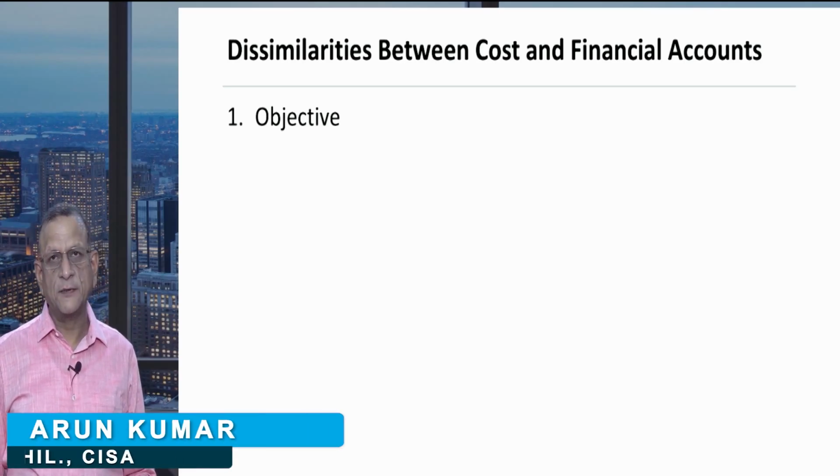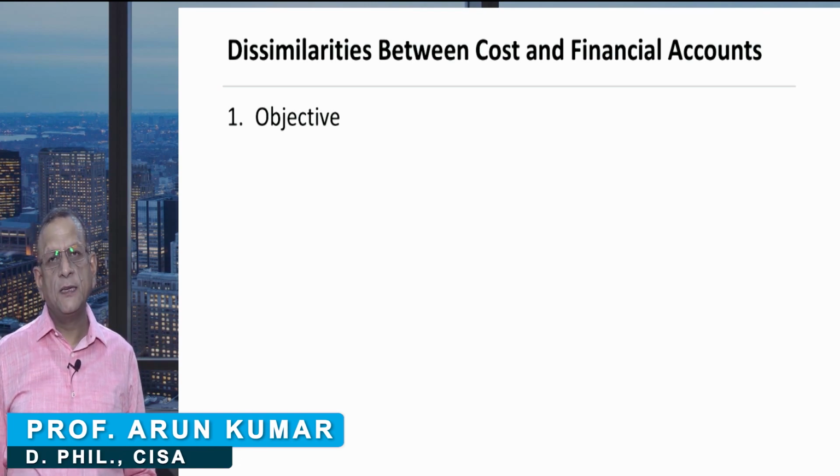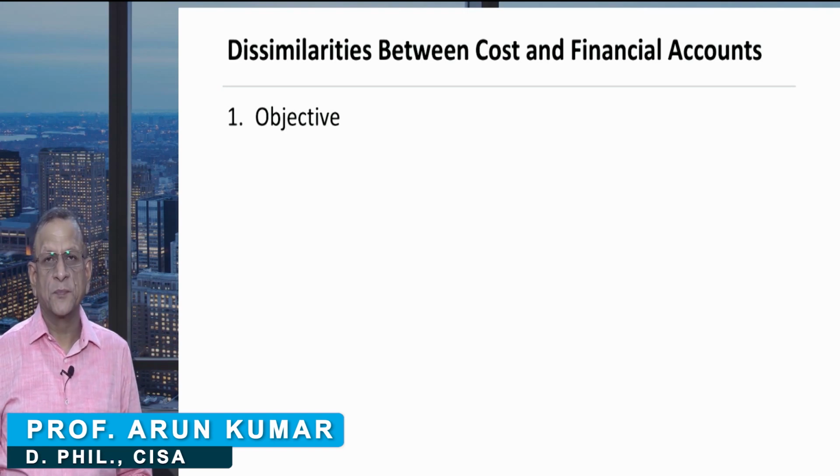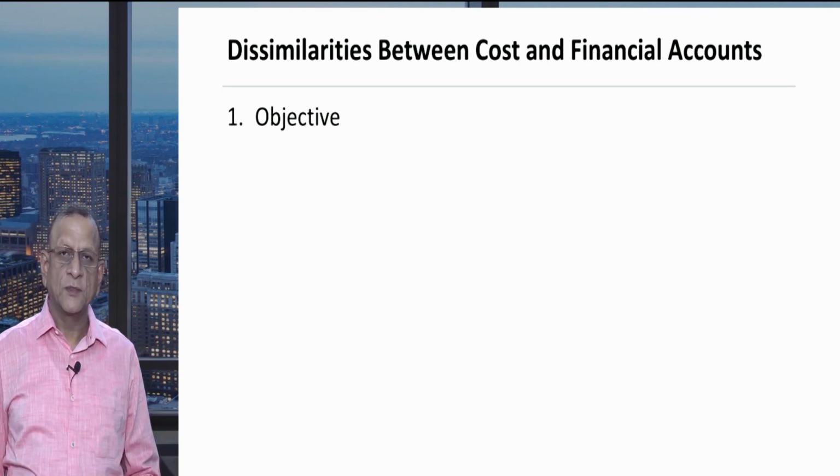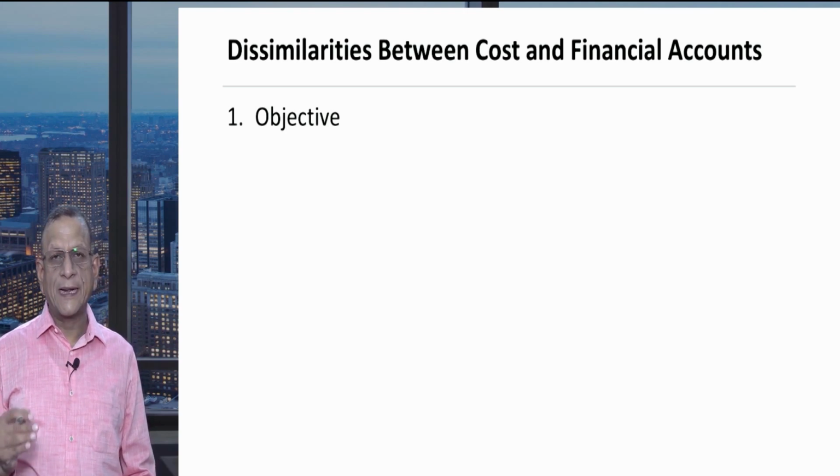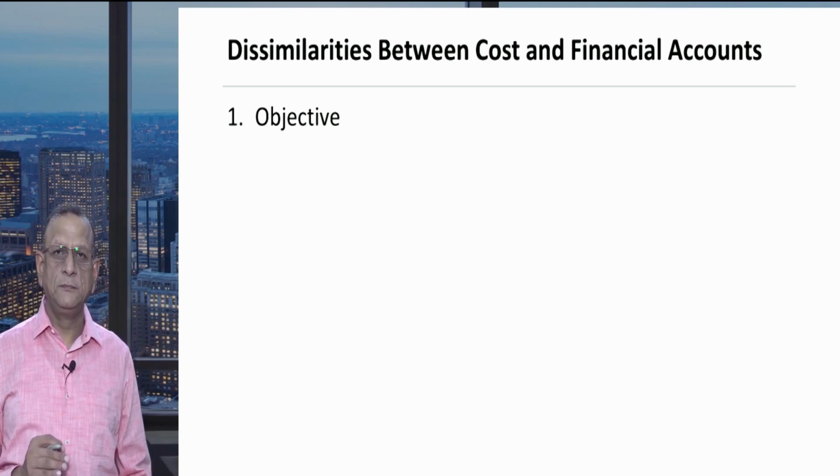Dissimilarities between cost and financial accounts. We have seen that they are complementary to each other, but some fundamental differences are also there. So the point number one is objective. In the case of financial accounting, the objective is to know the financial status of the company or the firm.